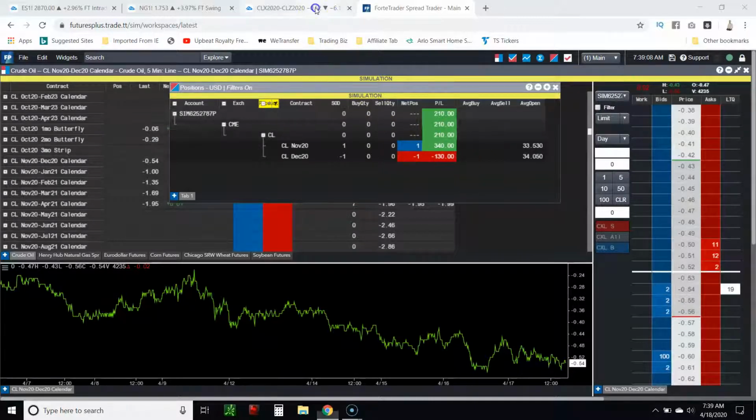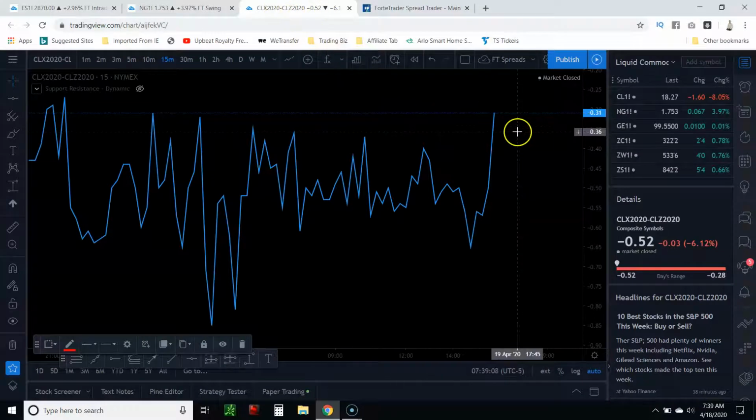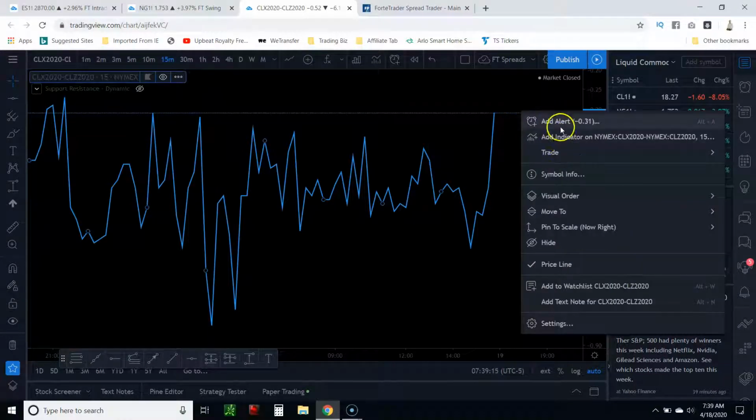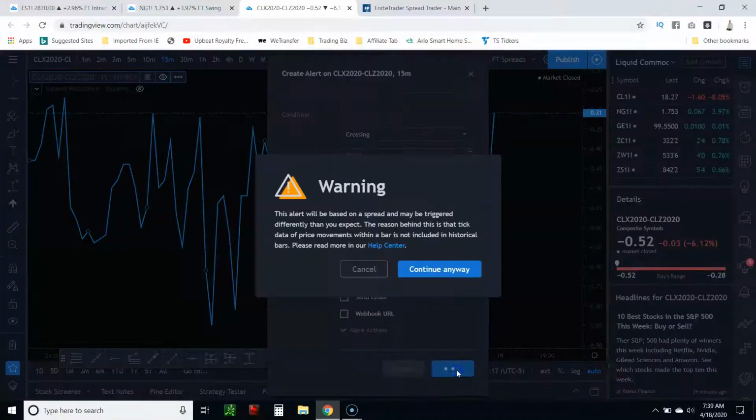And I just started using the Pro Plus version for these spreads too. You'll know that is delayed when you try to add, let's say, an alert anywhere for this. It'll warn you that the spread may be triggered differently than you expect because the tick data of price movements within a bar is not included in historical bars. And it's two different contracts.